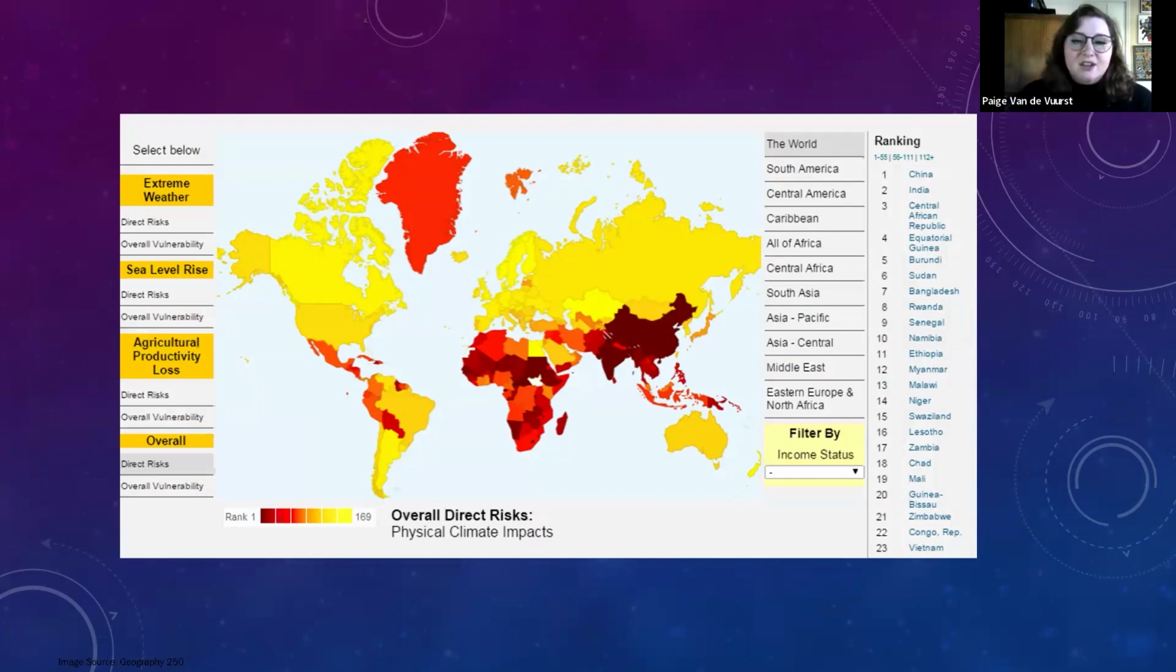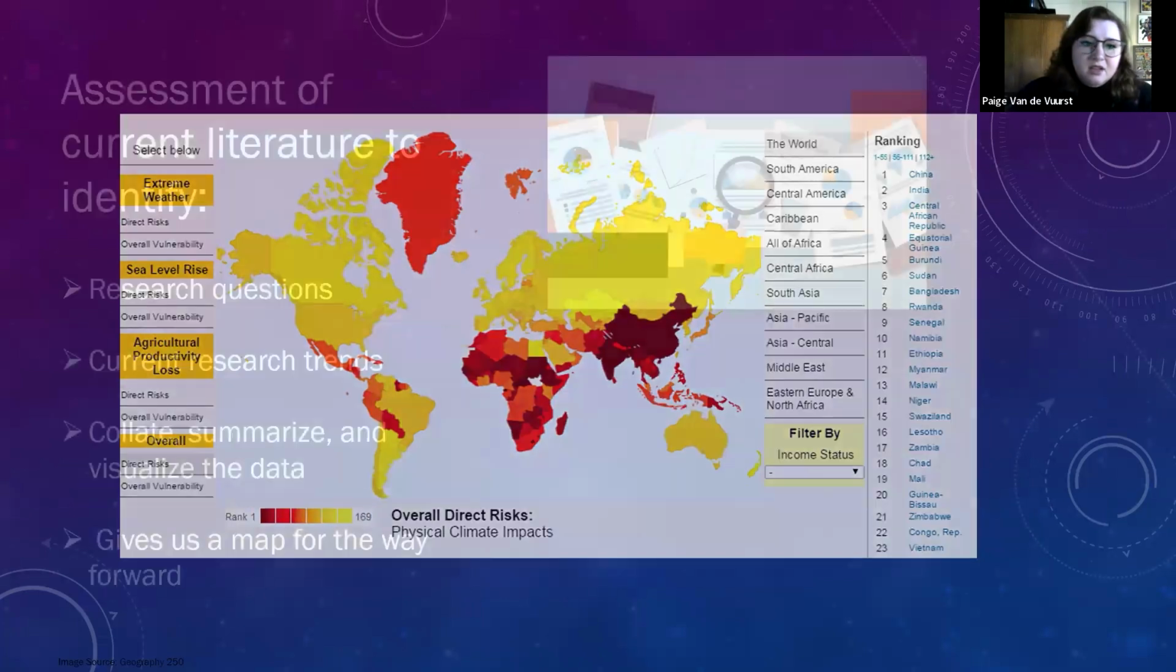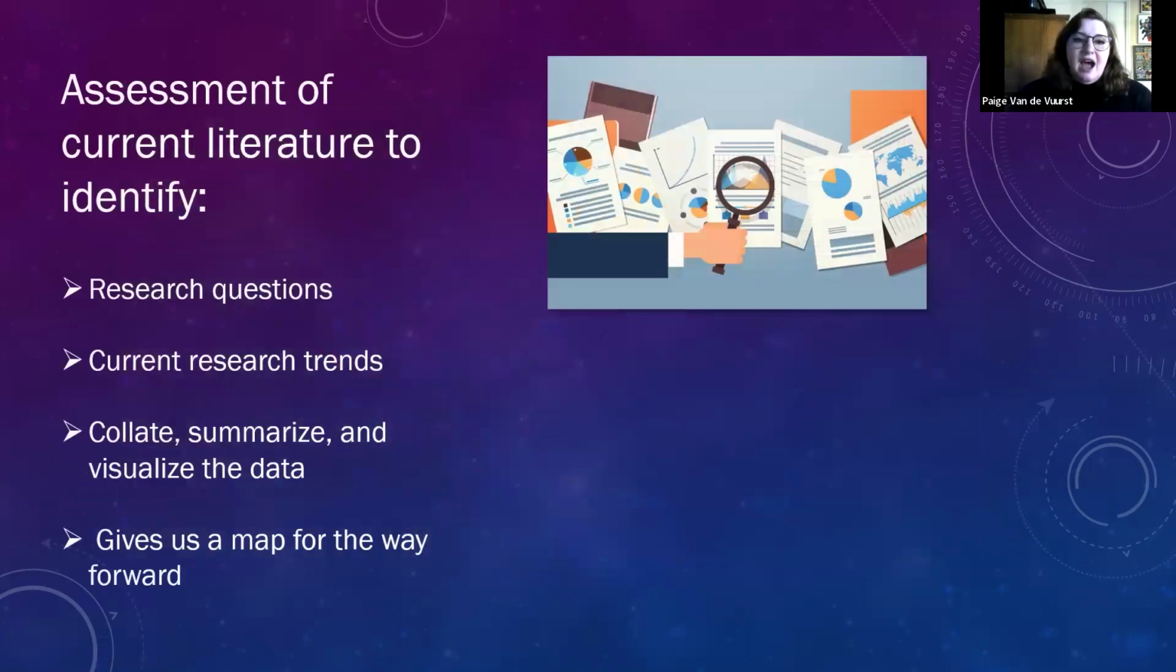So not just an associated burden of climate change, but also a heavy associated burden of infectious disease risk. So what we wanted to do in my lab was do an assessment of what current literature says about infectious diseases and climate change. We wanted to understand what research questions had been asked, what the current trends in research were, and how we could collate or summarize our data and hopefully give us a way forward in order to understand the current impacts of climate change on infectious disease.